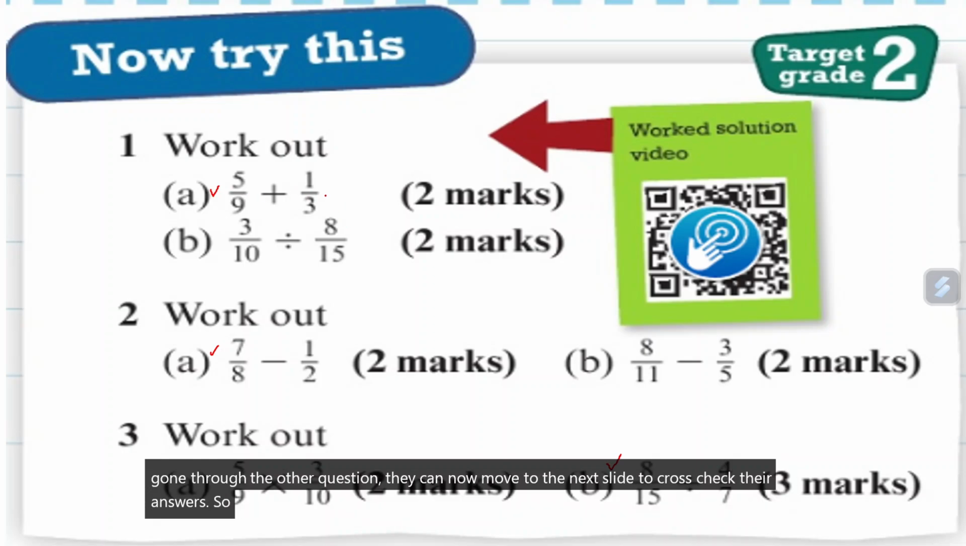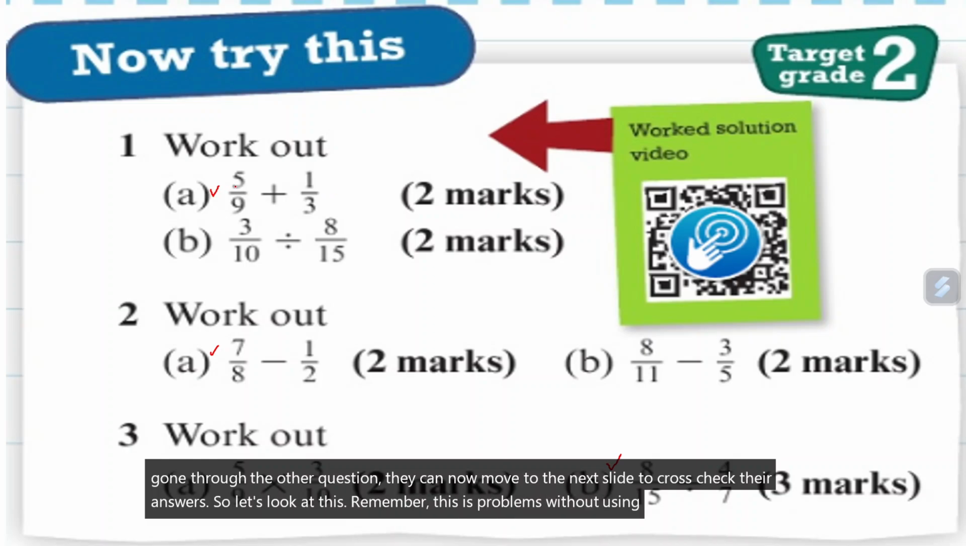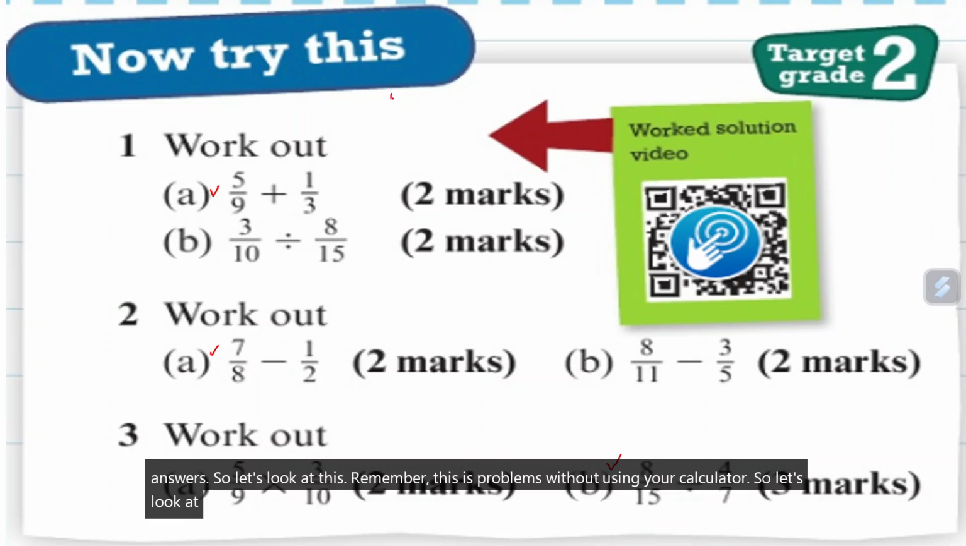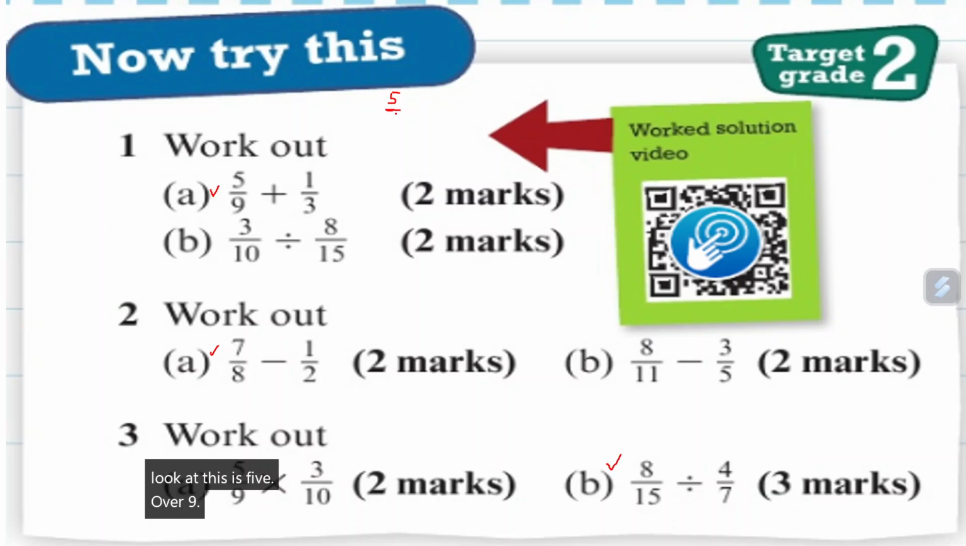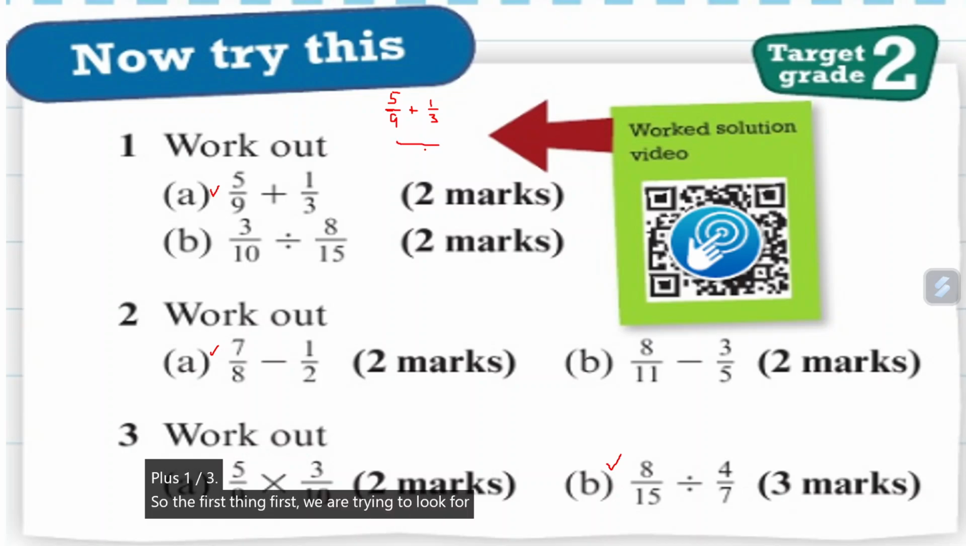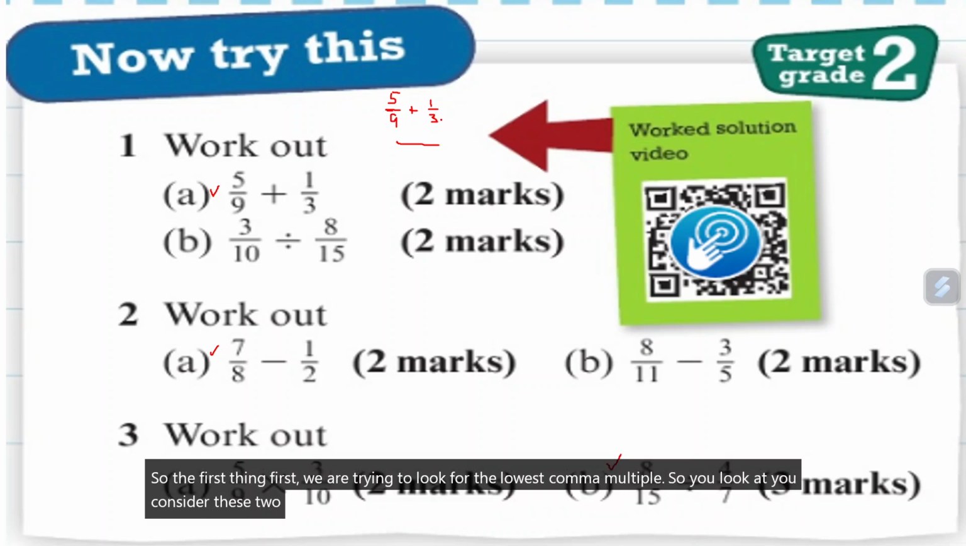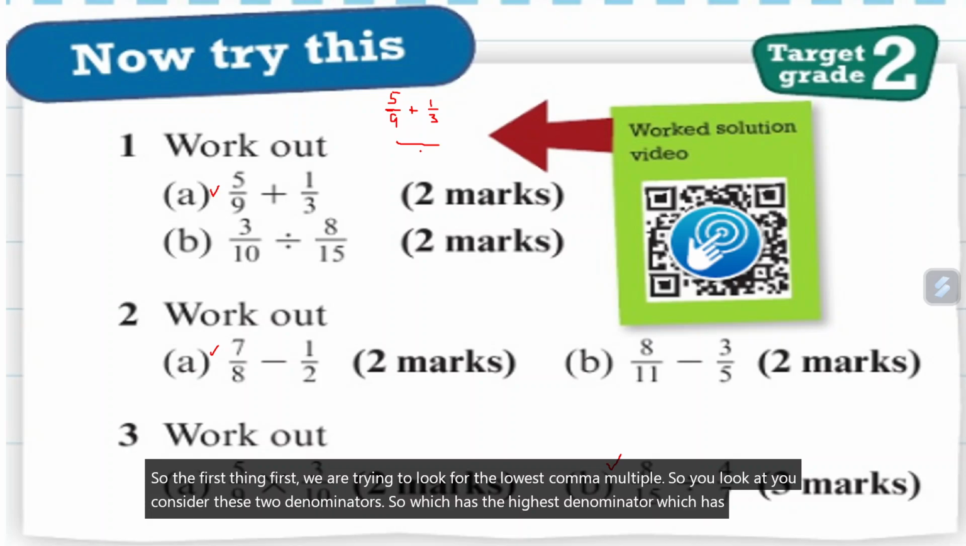So let's look at this. Remember, this is problems without using your calculator. So let's look at this. This is 5 over 9 plus 1 over 3. So the first thing first, we are trying to look for the lowest common multiple. So you consider these two denominators. Which has the highest value? It is 9.